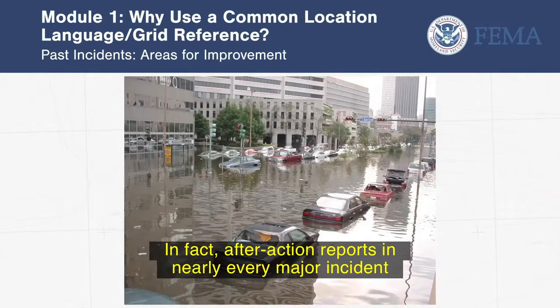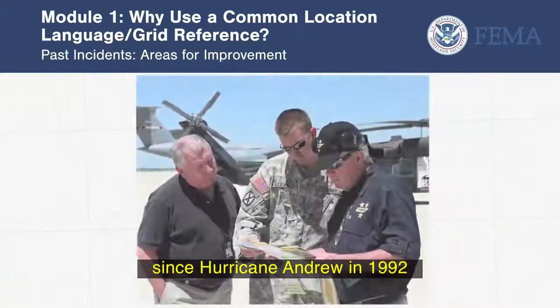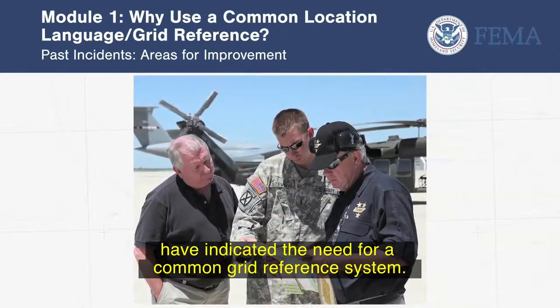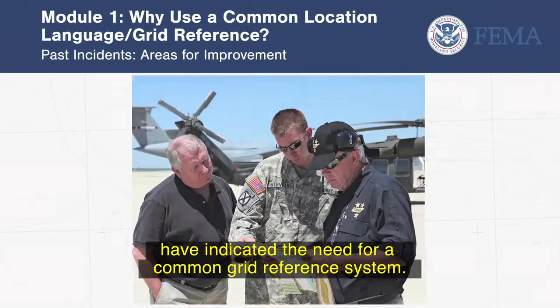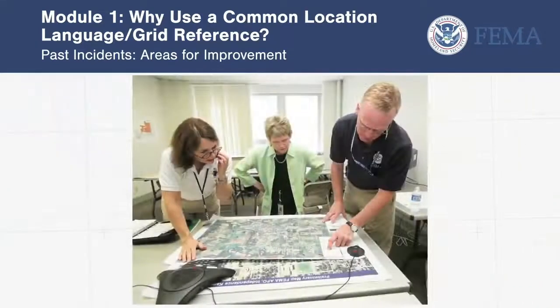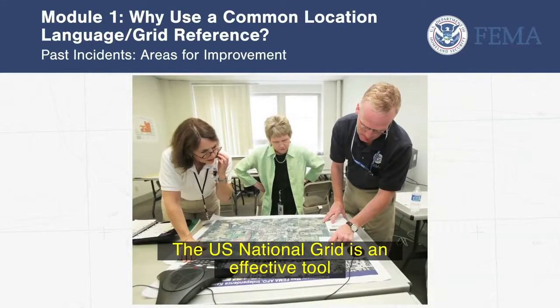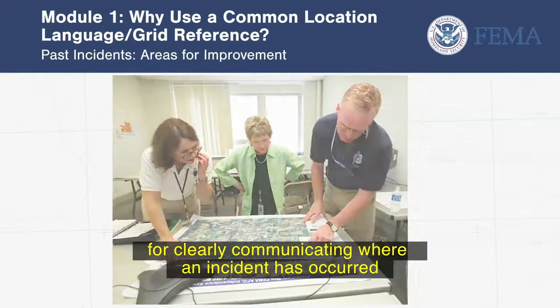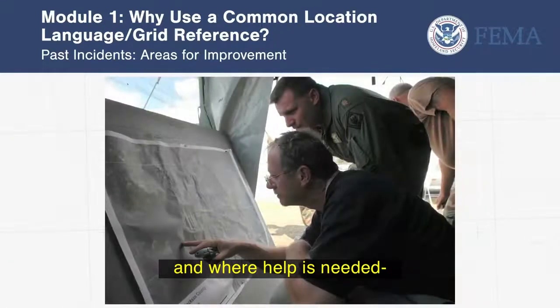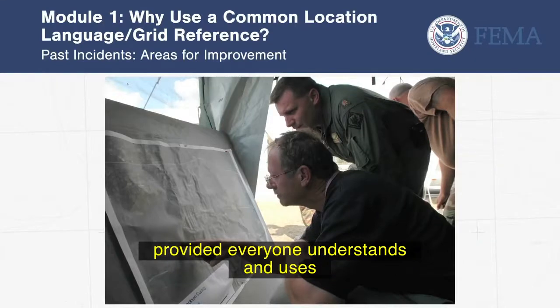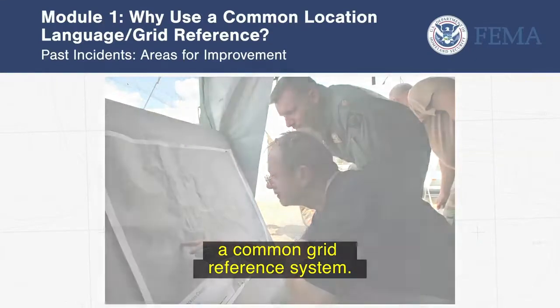In fact, after-action reports in nearly every major incident since Hurricane Andrew in 1992 have indicated the need for a common grid reference system. The U.S. National Grid is an effective tool for clearly communicating where an incident has occurred and where help is needed, provided everyone understands and uses a common grid reference system.